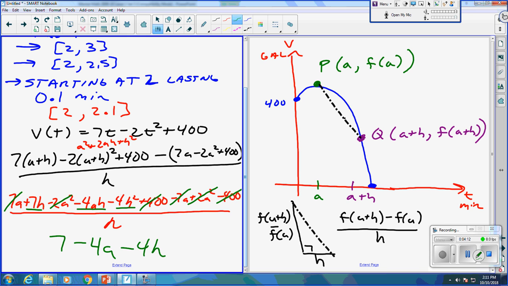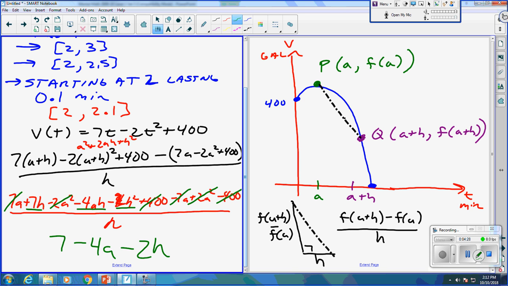Yes, nice catch. Thanks, Connor. Wow, 2 times h squared is 2h. You guys are lying to me. Good catch, Connor. All right. You guys agree with that? Does that look better?